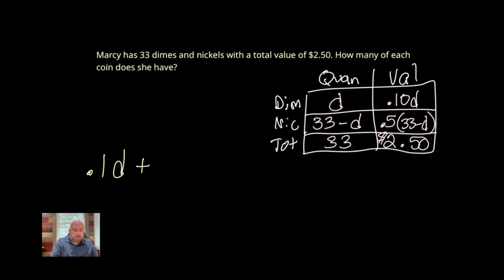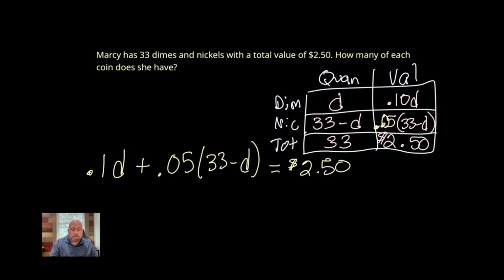Okay, so our nickels is 0.5, and that's times, actually 0.05. My mistake, and let me add the 0 over here. So 0.05. 0.5 would be 50 cents, but 0.05 is 5 cents. All right, and that's going to be times 33 minus D, because we can't write N. So we have to write it in terms of the dimes, okay? And then that's going to equal $2.50, okay? Now, we have some decimals here that we're dealing with. Do you remember how we get rid of decimals?